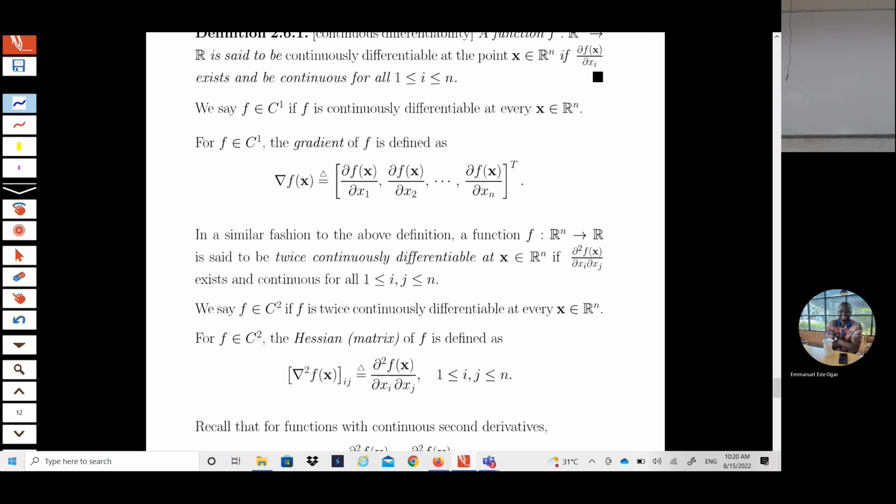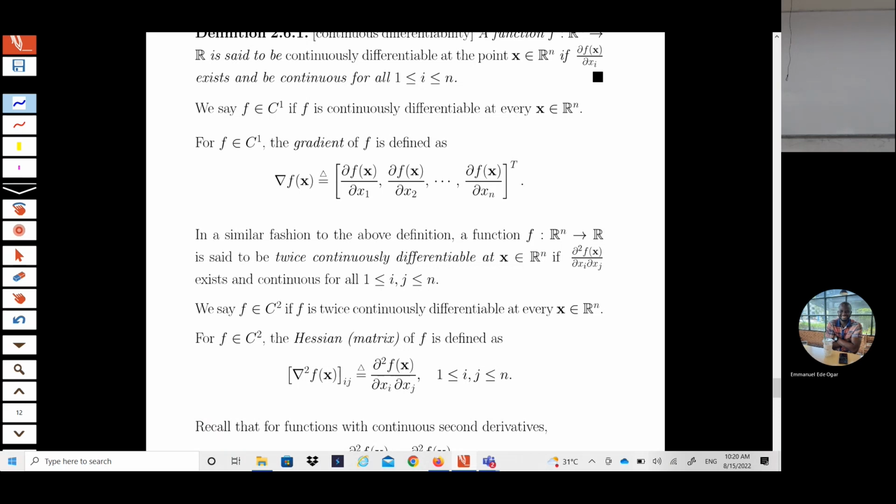Now you see that for a real value function of n variables, how many second partial derivatives are there? N squared, right? Because this is the partial derivative with respect to xi, xj. It is a second partial derivative. And we use the notation f belongs to the class C2.